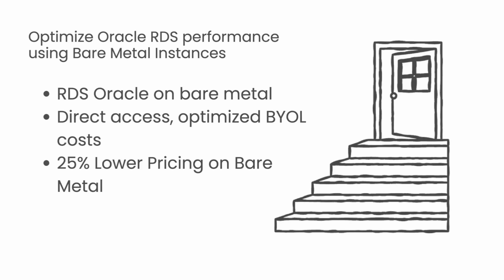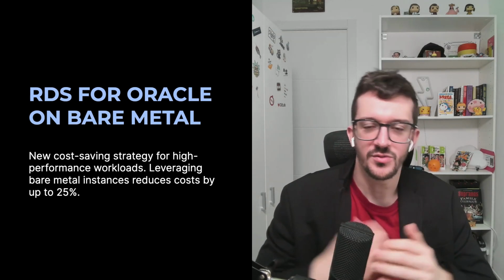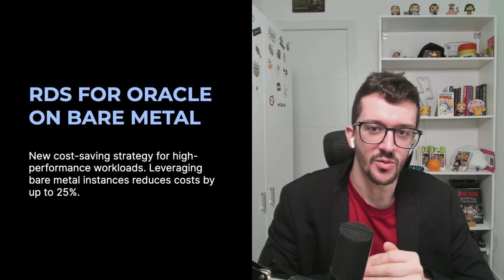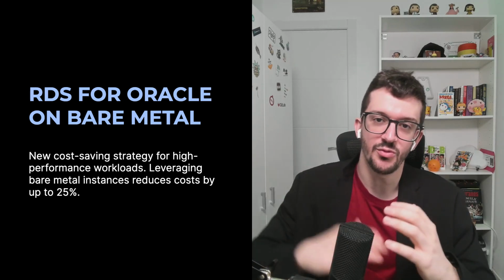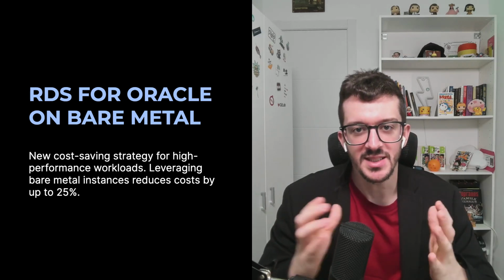Moving on to different updates, this week we have one oriented to Oracle and one oriented to CloudWatch. Starting with Oracle, you can now run RDS for Oracle directly on bare metal without a hypervisor, with about a 25% discount on a normal virtualized instance. This is a huge deal for bring-your-own-license scenarios for high performance Oracle workloads. This can be a key strategy to reduce the cost of your overall workload by leveraging the bare metal instances.